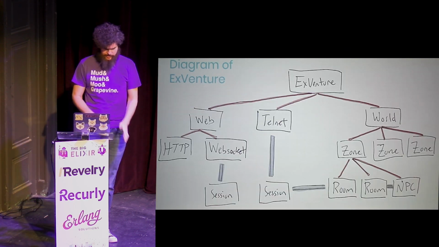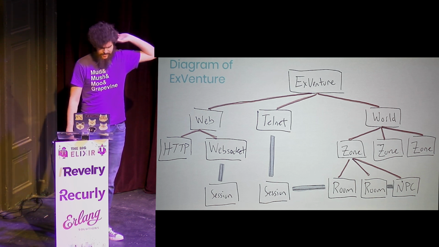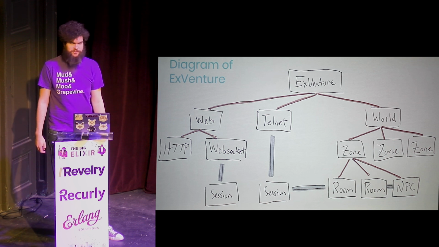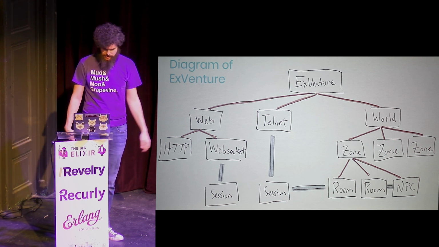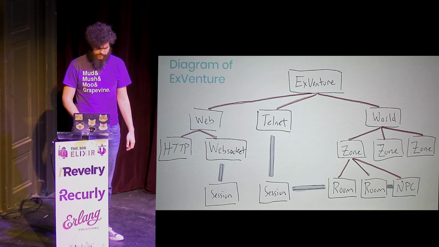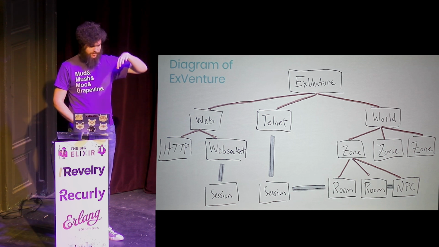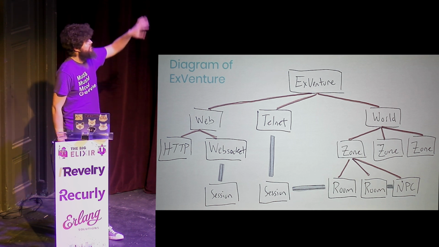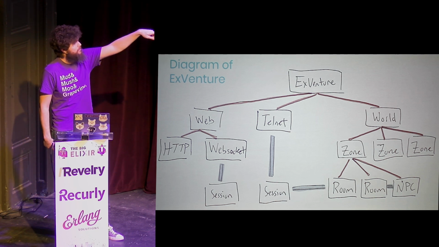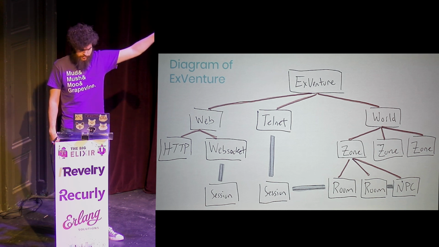So if we put this all together, we can take a look at some of the use cases of ExVenture. This is our very rough diagram of what the supervision tree looks like. There's a lot of stuff missing, but this gives us the gist, right? So we have our ExVenture as the application. It starts our Phoenix side. We have our HTTP, our WebSocket, and then we start the telnet process that's going to accept on a port for incoming connections, and then we have our world. The world is watching a bunch of zones. The zones are watching a bunch of rooms and NPCs.